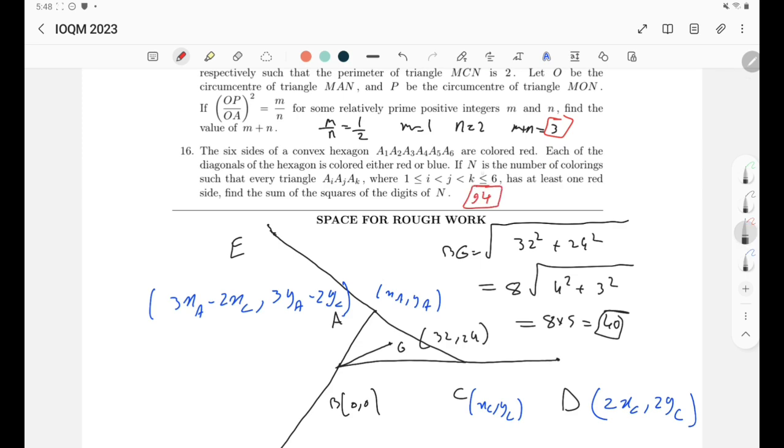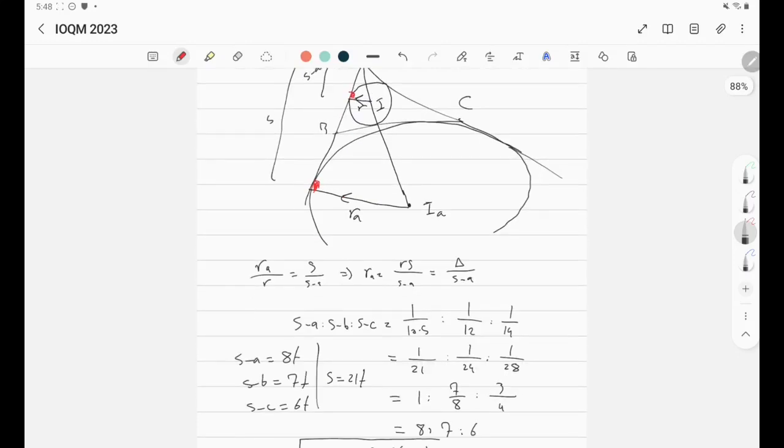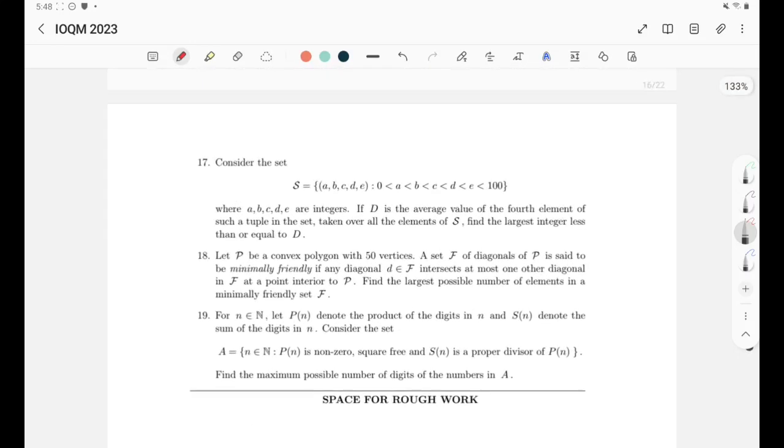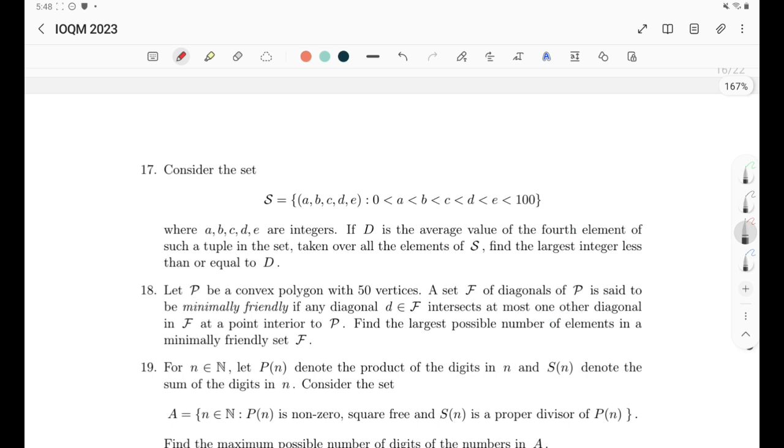So 94. Okay, that was an easy combo question. Let's move on. We're done with this page. Okay, question 17. We're given a set A, B, C, D, E, such that they are ordered and distinct. A is greater than 0, so it's at least 1, and E is less than 100, so it's at most 99. And we know, of course, they are integers.